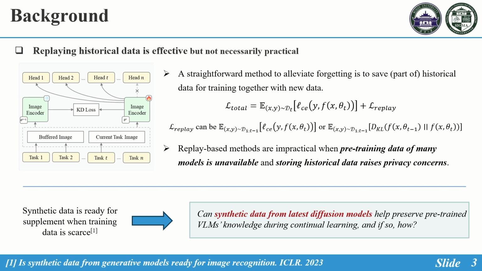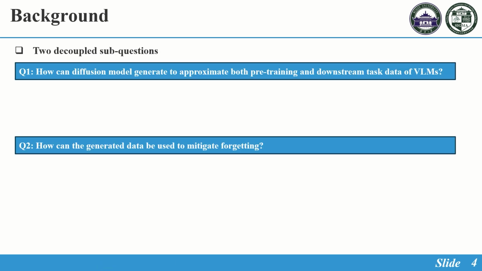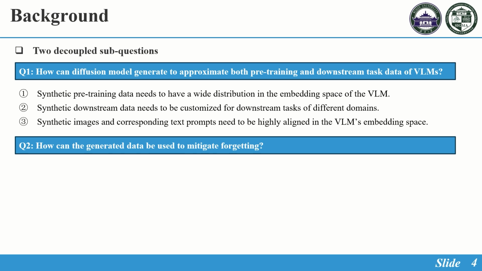This inspires us to explore: can synthetic data from the latest diffusion models also help preserve pre-trained vision language models' knowledge during continual learning, and if so, how? This question can be further decoupled into two sub-questions. How can a diffusion model generate data to approximate both pre-training and downstream task data, and how to use the generated data to mitigate forgetting? For question 1, we need diverse synthetic pre-training data.